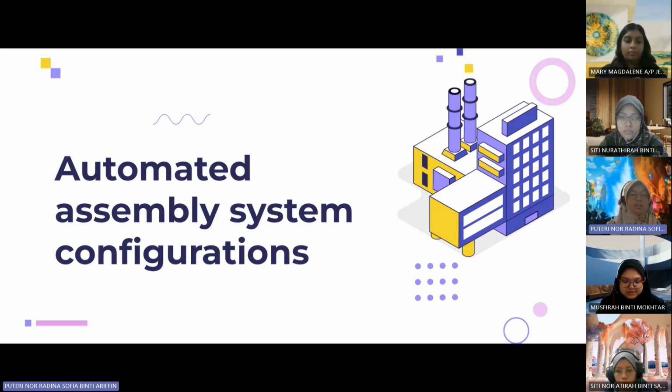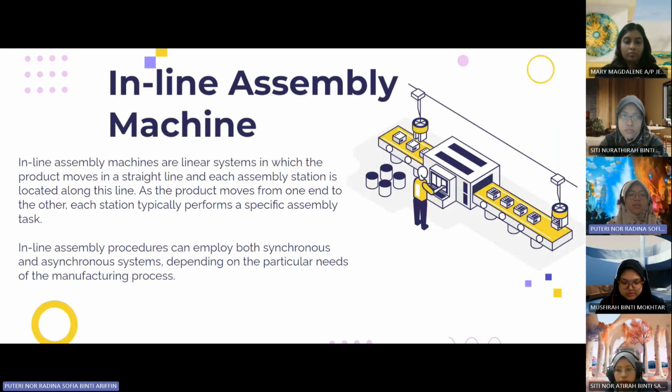Now I will explain about automated assembly system configuration for the inline assembly machine. Inline assembly machines are linear systems in which the products move in a straight line and each assembly station is located along this line. As the product moves from one end to the other, each station typically performs a specific assembly task. Inline assembly procedures can employ both synchronous and asynchronous systems, depending on the particular needs of the manufacturing process.